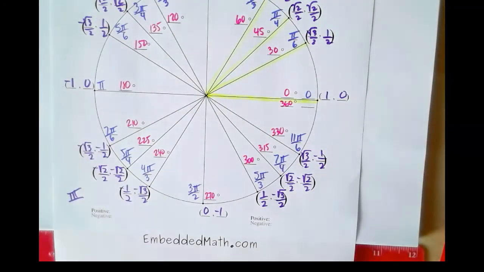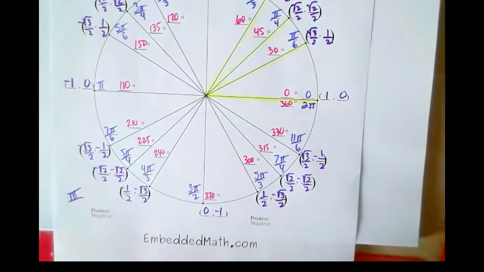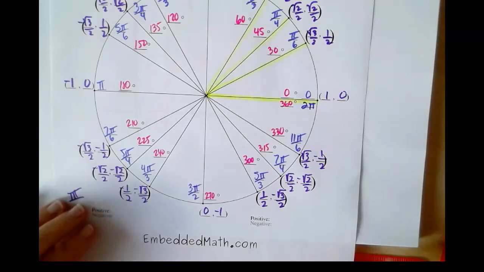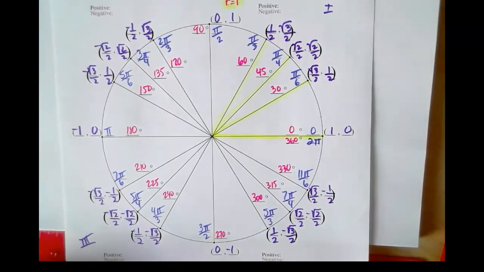So that is all of our coordinates filled in, and I just noticed that I did not put my 2 pi radians up by 360. That is the full unit circle completely filled in.